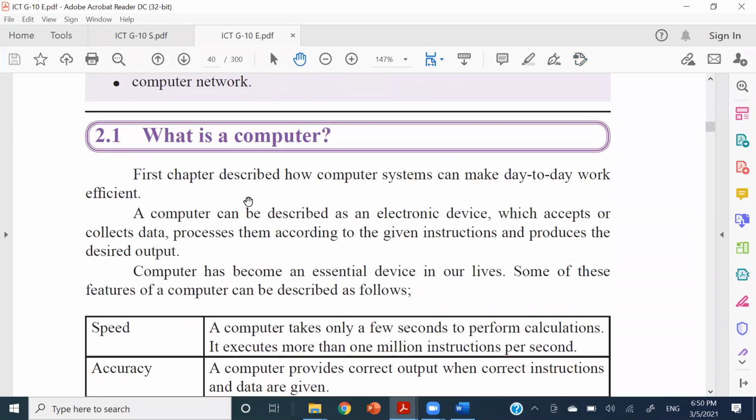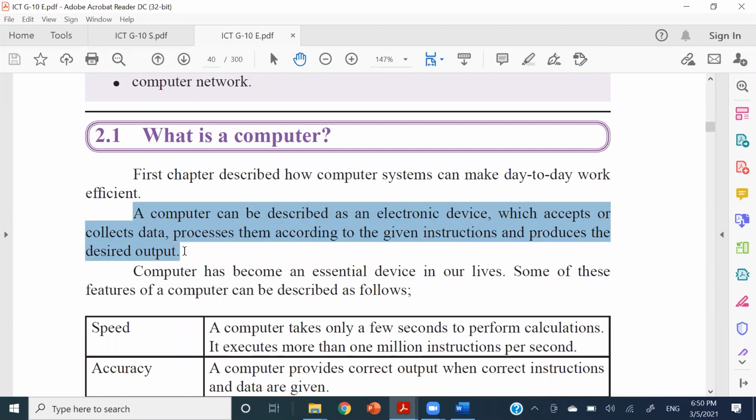Okay, so under the subtopic, what is a computer, you only need to copy down this particular thing, right? That particular definition, it's better you write that definition regarding what is a computer, right?